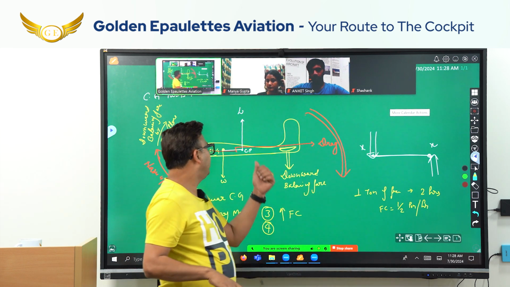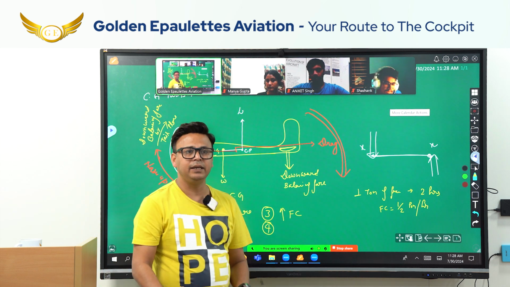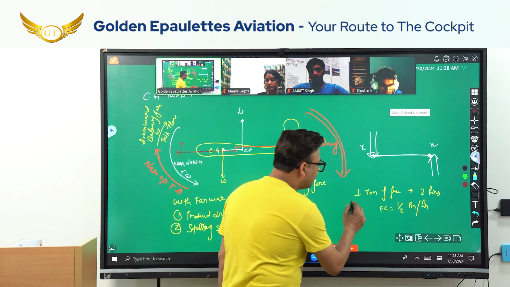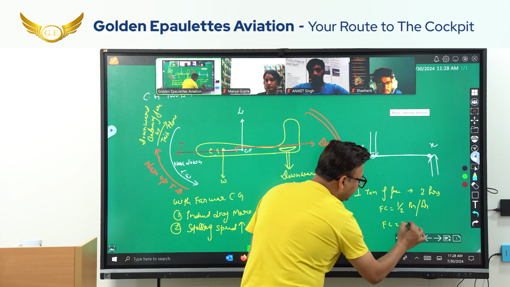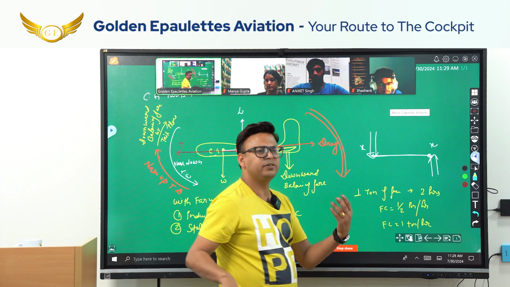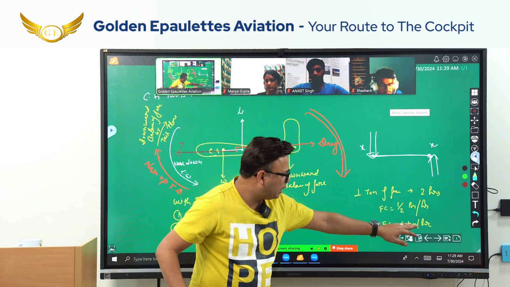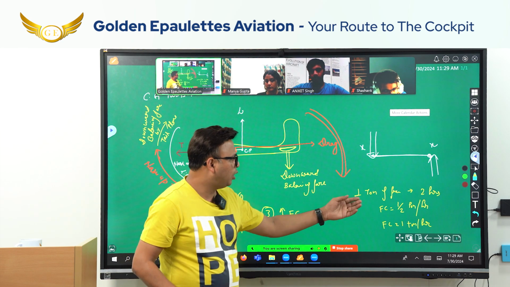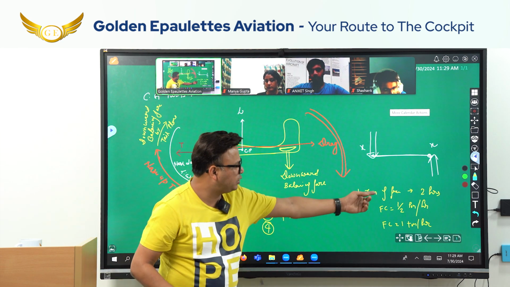Because of CG being forward, your fuel consumption has increased. Let's say for example, fuel consumption becomes 1 ton per hour. See, this will not happen. I'm just telling you, just an example. Itna change nahi hoga. So fuel consumption is 1 ton per hour. Now what would be your endurance? How much would it be for this situation?